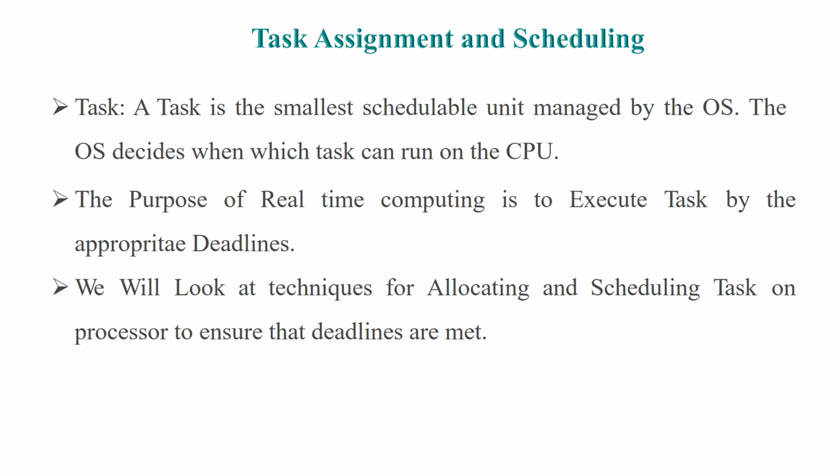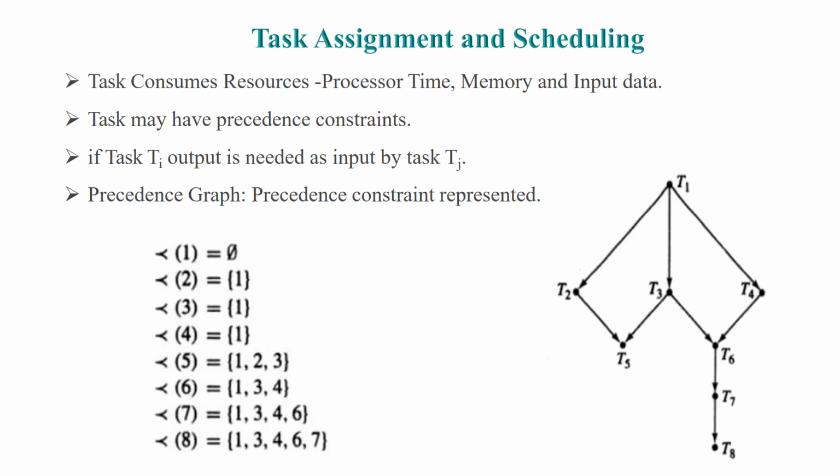So we look at the techniques for allocating and scheduling tasks on the processor to ensure that deadlines are met. So, task assignment and scheduling. A task has resource requirements. All tasks require some execution time on the processor. Also, tasks may require a certain amount of memory or access to the bus.